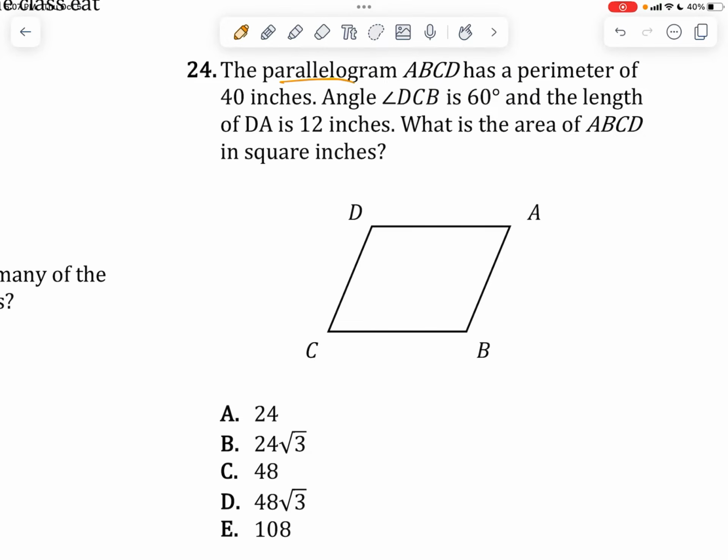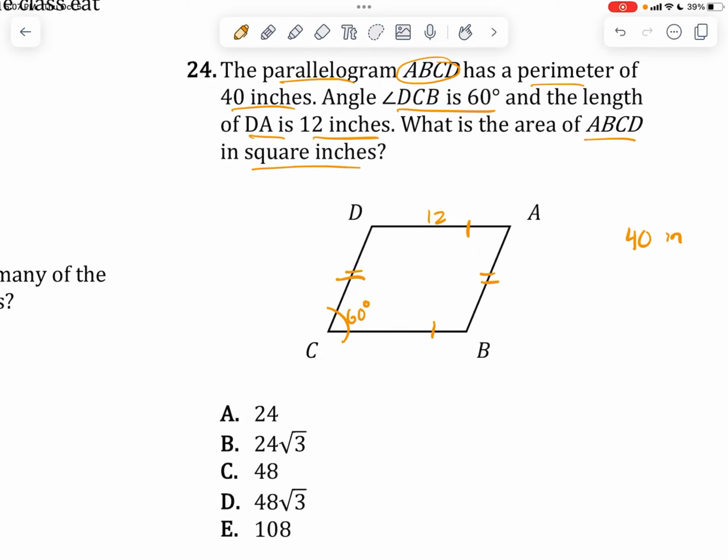The parallelogram ABCD has a perimeter of 40 inches. Angle DCB is 60 degrees and the length of DA is 12 inches. What is the area of ABCD in square inches? So let's first label the information that we know. We know perimeter is 40 inches, DCB is 60 degrees, and DA is 12. Secondly, we should remember that a parallelogram is just two sets of parallel sides. These are parallel, as they look.